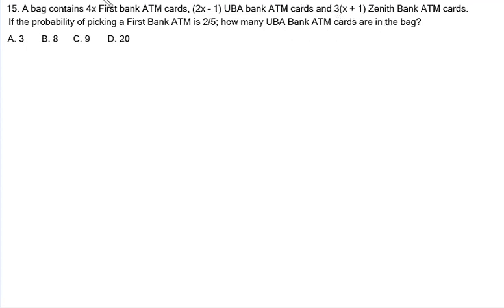So let's write out the given values. We know that we have 4x First Bank ATM cards, and we know that we have 2x minus 1 UBA ATM cards.